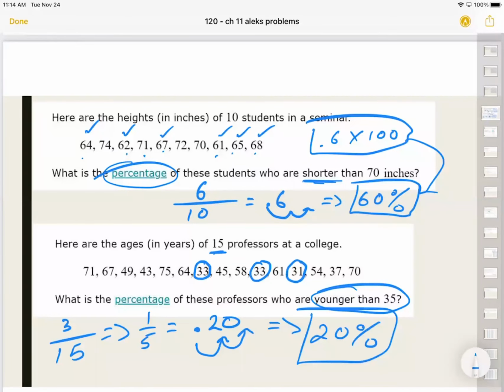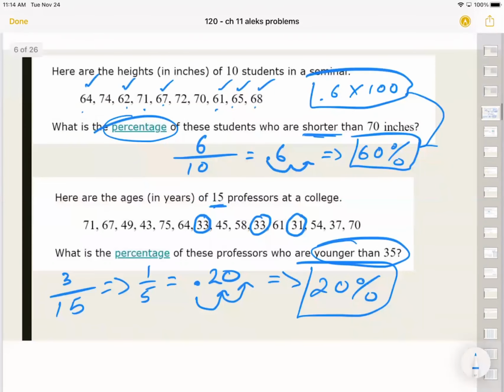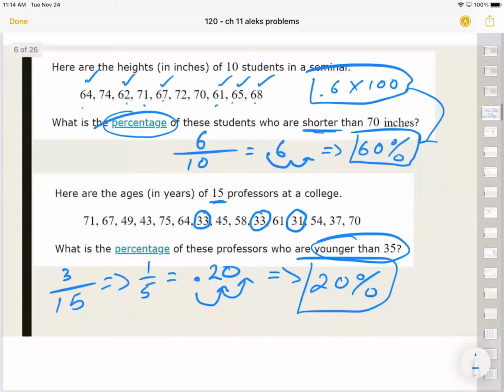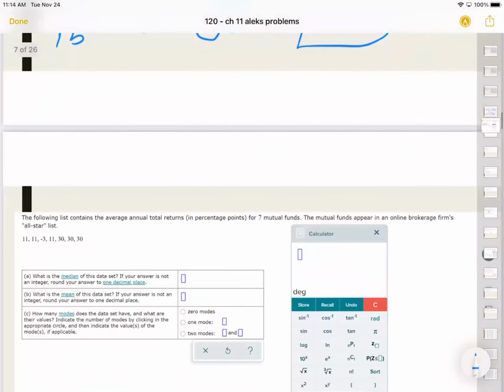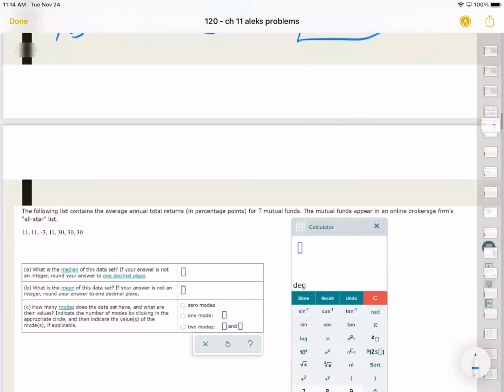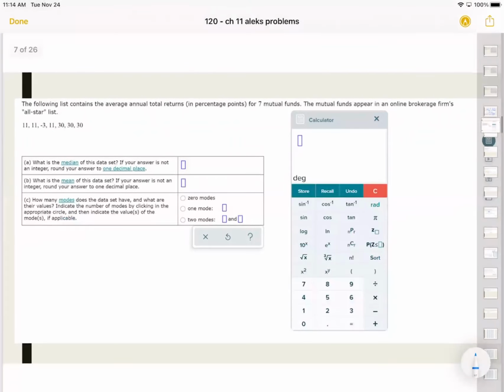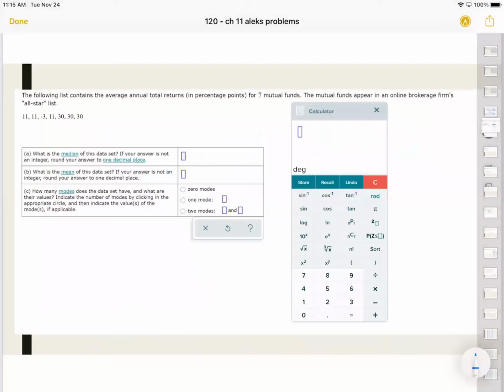Again, to find the percentage, you find the number below, divide by the total number, and move the decimal place two places to the right. We did that earlier in terms of percentiles, so you can look over section 10.4, I think, is where that information is.